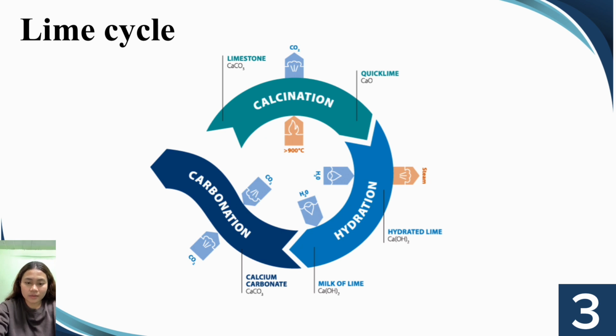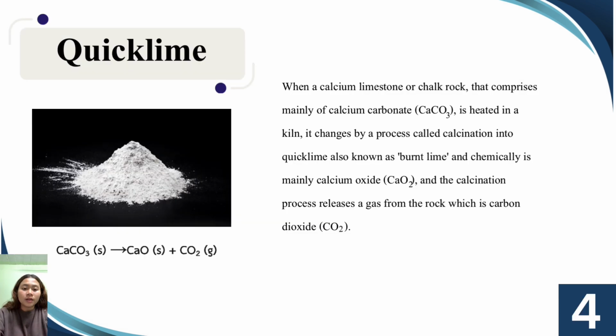This is the lime cycle. The lime cycle describes the chemical process that lime or calcium oxide undergoes as it is produced, transformed, and returned to its original state. The following section will cover the details of the three types of lime, starting with quicklime.